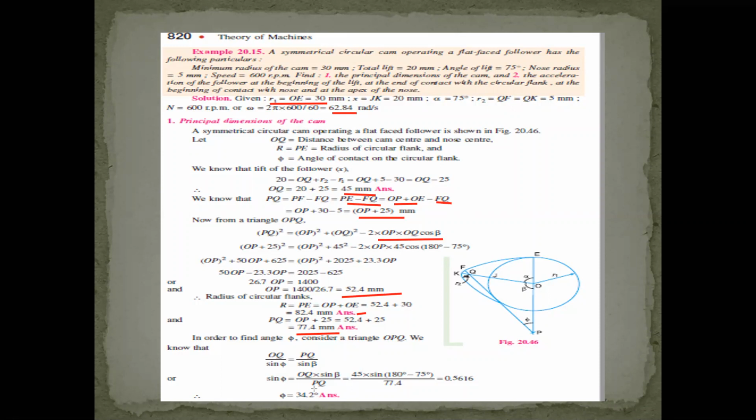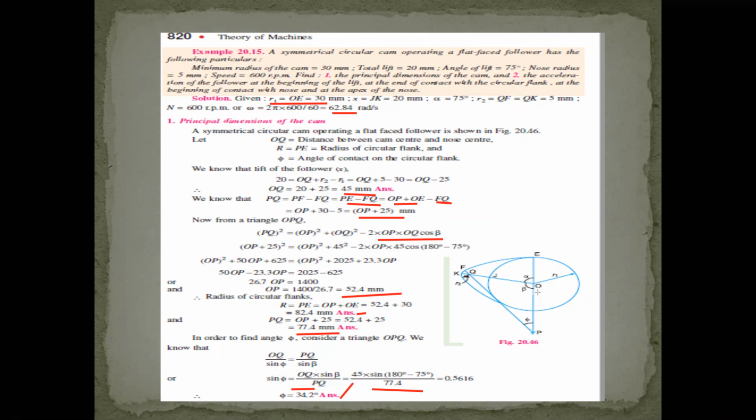Just compare the values in the same triangle. OQ by sin phi equals PQ by sin beta. Beta is already known, which is 180 minus 75. Just substitute the values in this equation, then simply find the phi value. So phi is 34.2 degrees. All of you observe that all the unknowns have been calculated here.